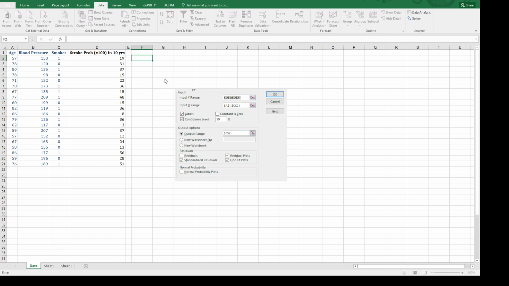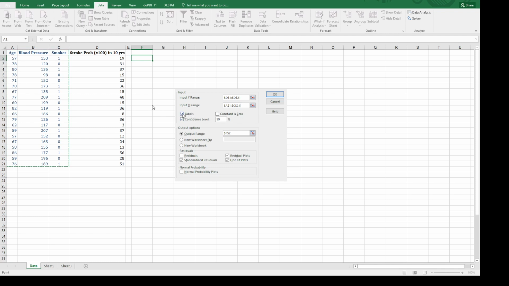I already selected it. So effectively it is just the range that corresponds to column D, starting from row 1 to row 21, as you can see here. And input X range is effectively these three. So let me reselect it. It starts from here, and includes all three columns, because I have three independent variables. Column C is a categorical independent variable because it is either yes or no, which I changed to 1 and 0. 1 means the person is a smoker, 0 means not a smoker.